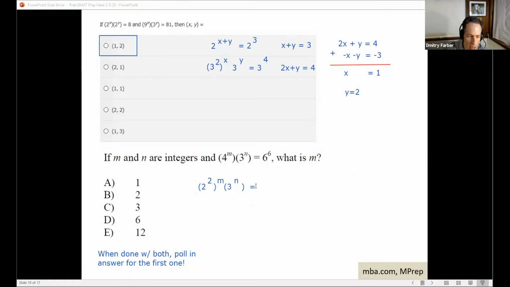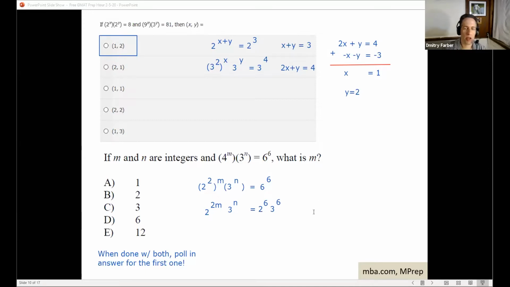And how do we do that? We just say how many 2's are on the right. I don't care about the 3's. I can break this all down. I can say 2 to the 2m times 3 to the n is equal to 2 to the 6, 3 to the 6. But notice that I don't need both parts if what I'm concerned about is m's and n's.